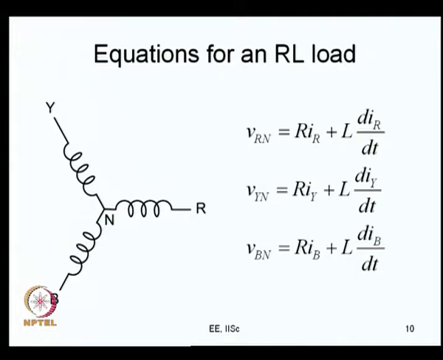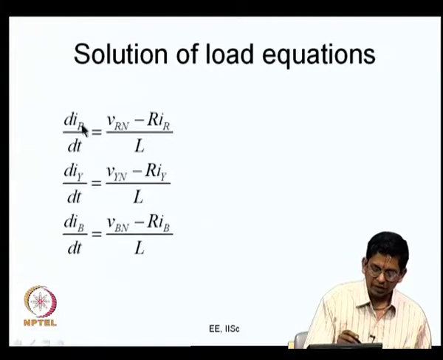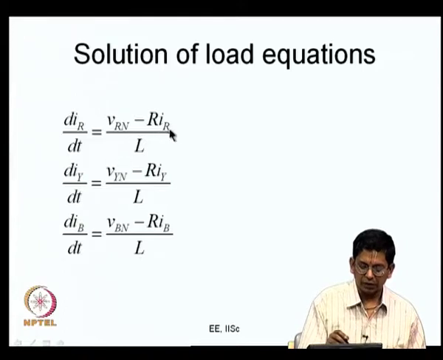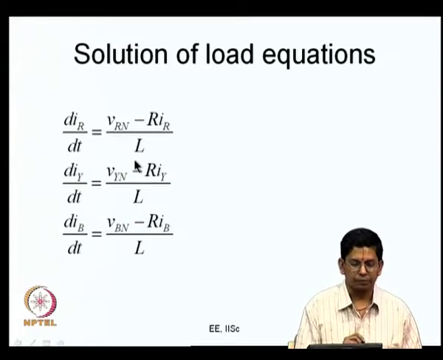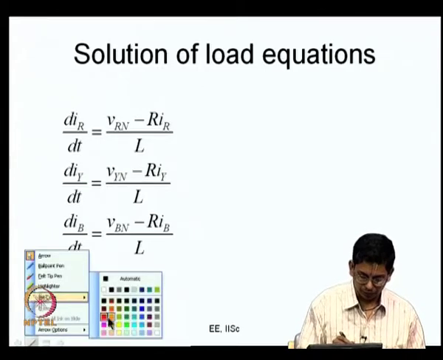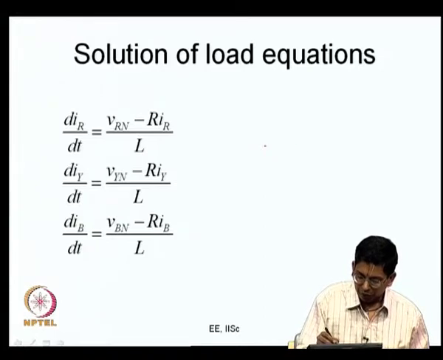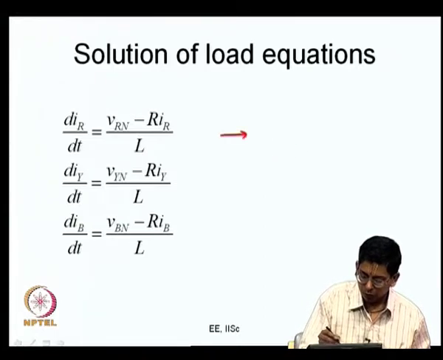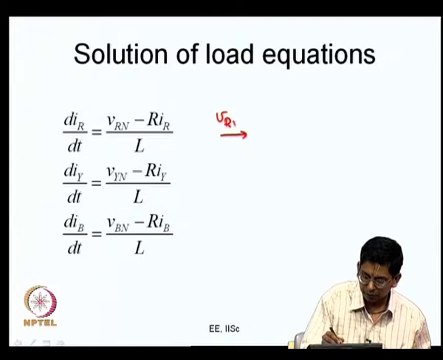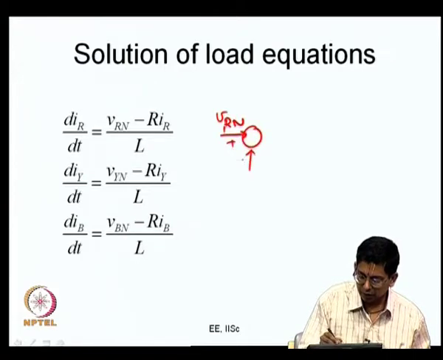How can you solve the load equation? You can rewrite this as dIR/dt is (VRN minus R IR) by L. And this you can integrate now. What you do is, let us say you have VRN, and from this VRN you can subtract R IR.